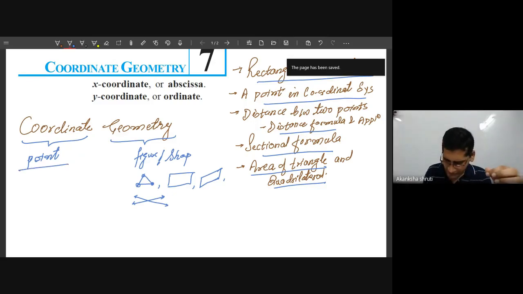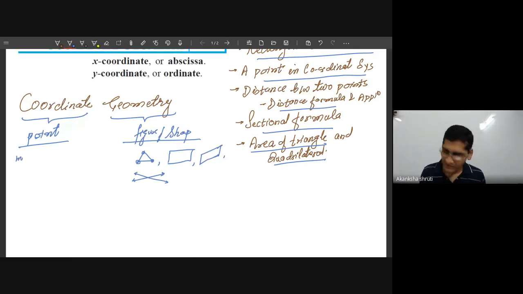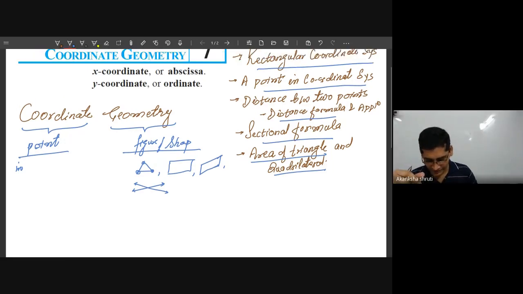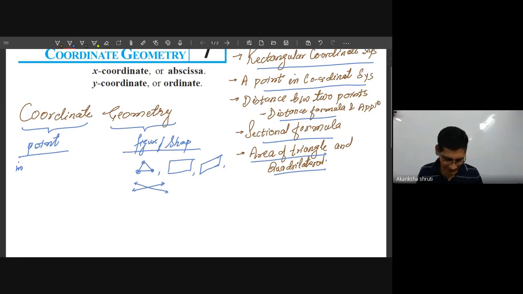We have to learn about the figure with the help of points in a system where this figure can be allocated. That system is called a coordinate system. Students, at your level you have to learn only one kind of coordinate system, called rectangular coordinate system or Cartesian coordinate system. But there are various other kinds of coordinate systems that you will learn in higher standards. When you go for graduation, there may be spherical coordinate system, cylindrical coordinate system, oblique coordinate system. Many more are there, but we have to learn about the rectangular system.